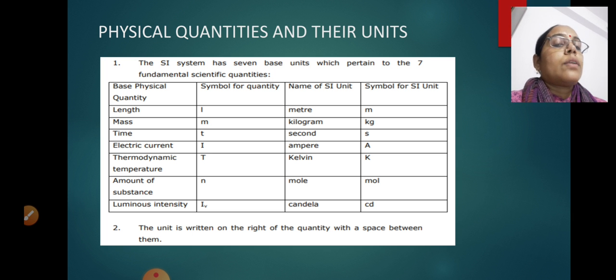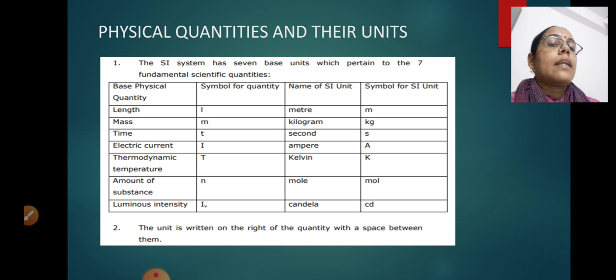Now the next one is luminous intensity. How is luminous intensity represented? It is represented by capital I with a subscript V, that is, V is at the base of capital I, and its SI unit is candela.